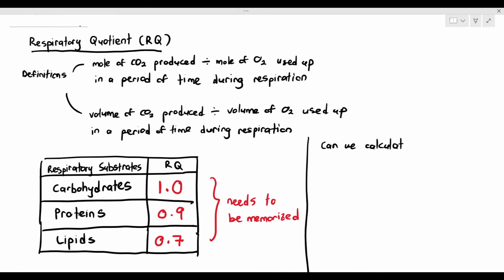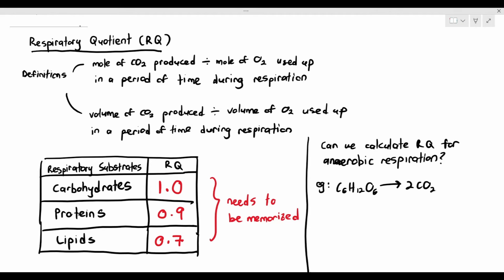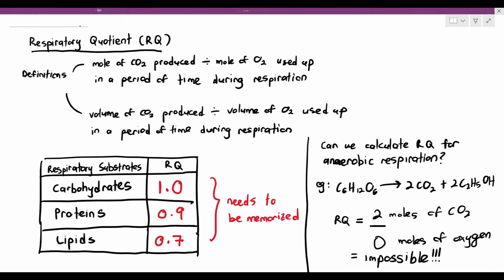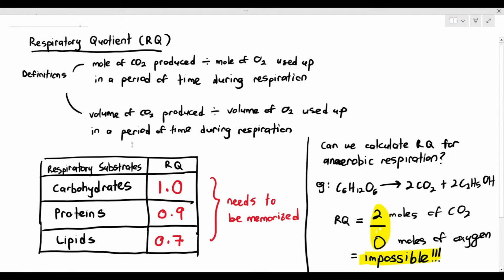I also want you to understand that we cannot calculate the RQ value for anaerobic respiration. For example, if you look at this anaerobic respiration in yeast, where the yeast breaks down the glucose without the presence of oxygen, it produces 2 molecules of carbon dioxide, so 2 will be the numerator, but did it use any oxygen? It didn't. So there are 0 moles of oxygen. So 2 may not be divided by 0. It is impossible in this case. That is why RQ, or the respiratory quotient, is only specifically used for aerobic respiration.